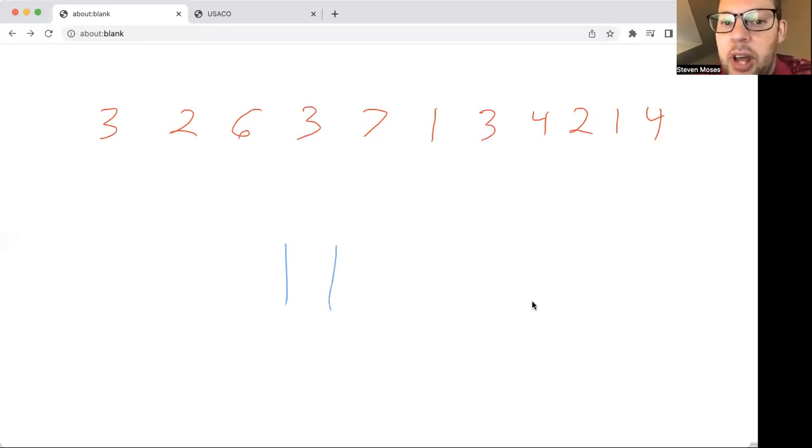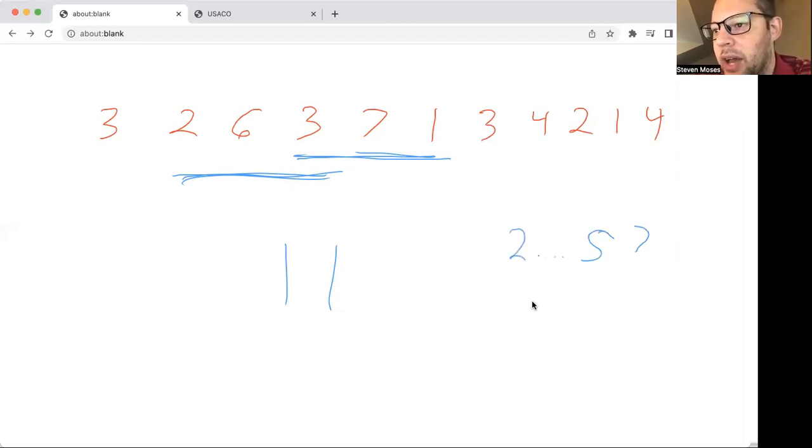Perhaps the problem is asking you to find out how many times there is a subsequence that adds up to 11. For example, here is 3, 7, and 1 that adds up to 11. Here's 2, 6, and 3 that adds up to 11. There's a lot of different sequences that add up to 11. So in any situation where the question is, do indexes 2 through 5 add up to 11, and you have to go analyze those indexes, or how many times does a subsequence add up to 11?